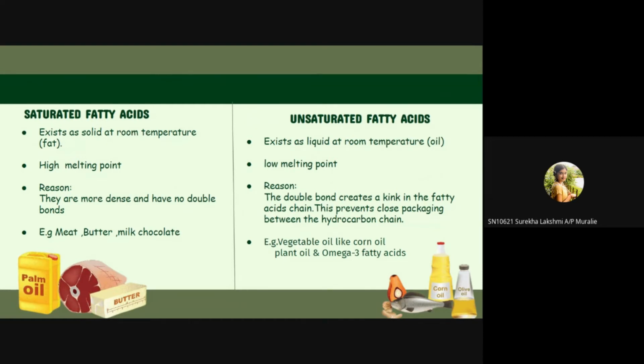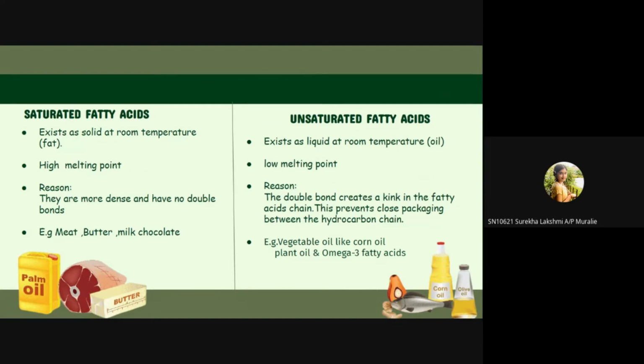Now let's have a look at examples of food that contain saturated fatty acid. First, we have meat, butter and milk chocolate. Here in the picture, we can observe there is also palm oil. Palm oil contains both saturated and unsaturated fatty acids. Since palm oil contains saturated fatty acid, it is sometimes bad for the cardiovascular system.